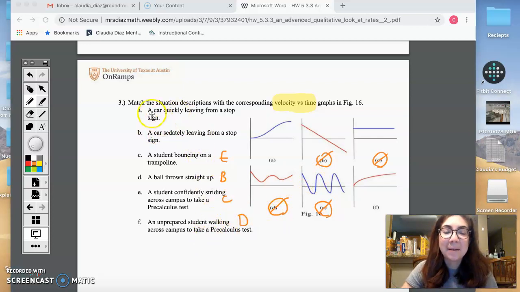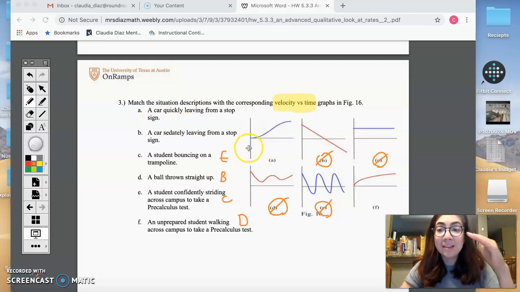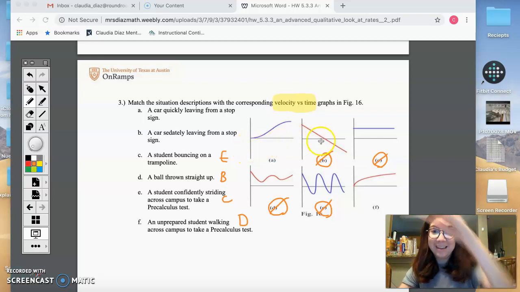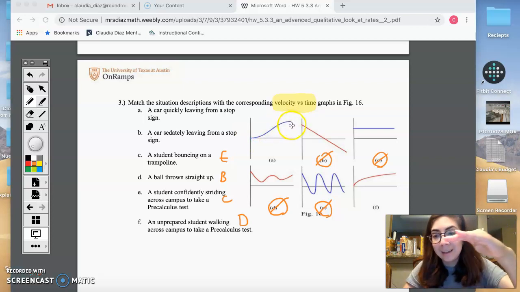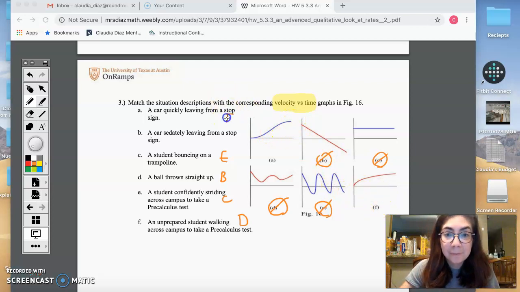All right, let's go straight back up to A and B. So it says a car quickly leaving from a stop sign. So quickly leaving meaning you're starting at 0 and then your velocity just starts to increase. Notice this one starts to increase in velocity, but then it kind of slows down and goes back at a normal pace. So I'm going to say F goes with that one. And that means the last one, this last graph, should belong here.